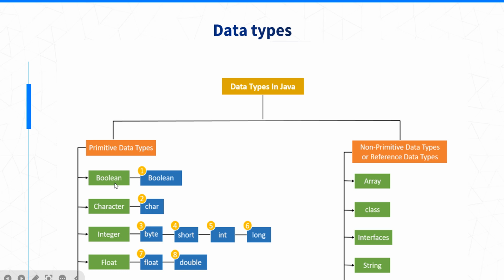Boolean is declared as boolean, character is declared as char, integer is declared as int, and inside int there are byte, short and long. This is also one type of data types. Float is declared as float and double is declared as double. These are the primitive data types. Now the non-primitive data types: array, class, interface, string, enum.